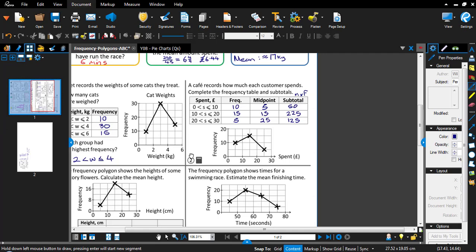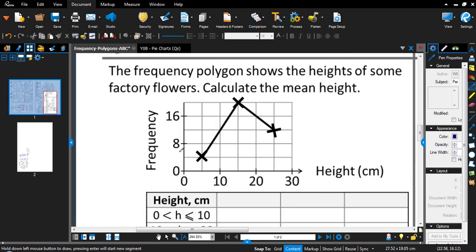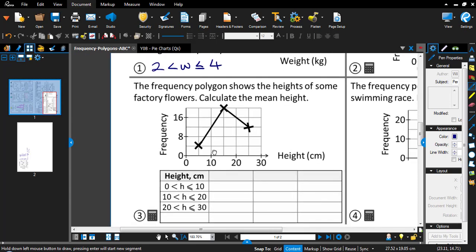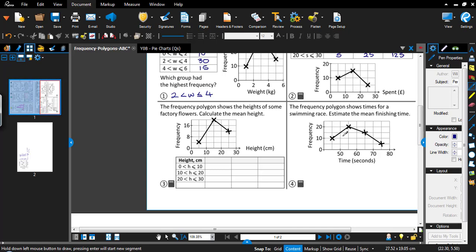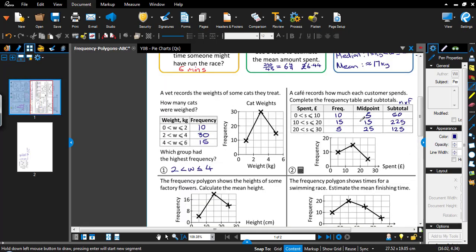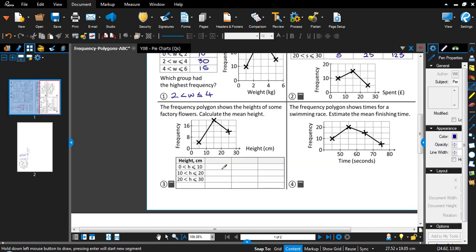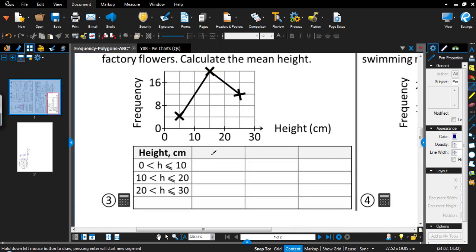Let's just go down to question 3. So a frequency polygon shows heights of some flowers. Calculate the mean height. So it's the same thing. They're just giving you less scaffolding, so they're trying to make you do more of the work. You can write whatever you want in here. You can write F for frequency or F-R-E-Q. I just put mid here, and then M times F. Nice and easy.